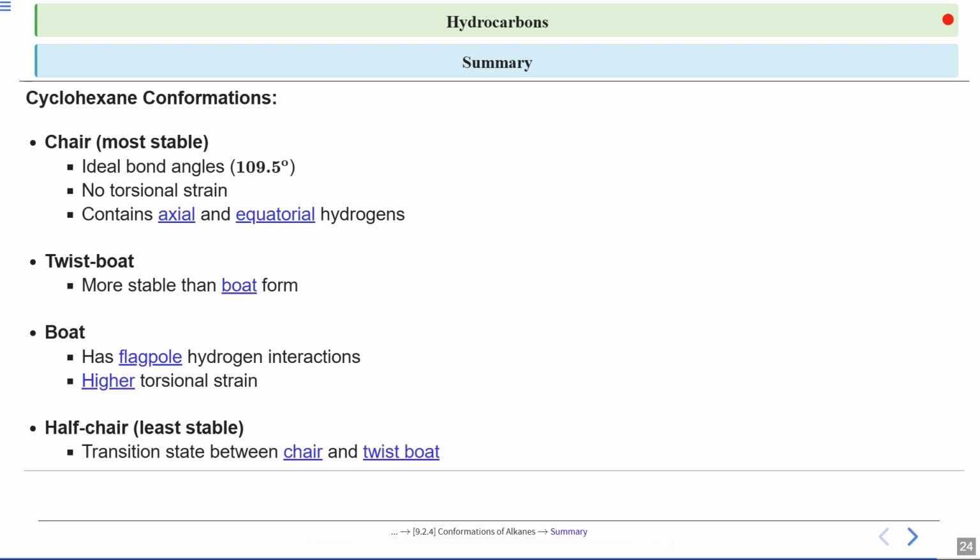So whenever you see cyclohexane at room temperature, it is basically going from one conformation to another. It is going from twist boat to half chair to chair and so on. So this goes on continuously.